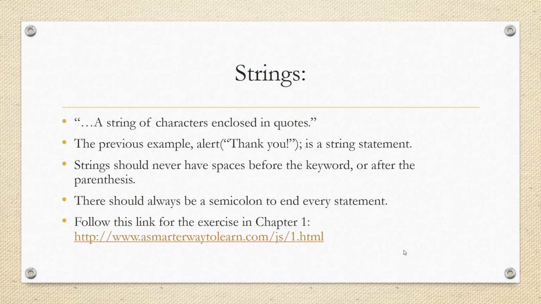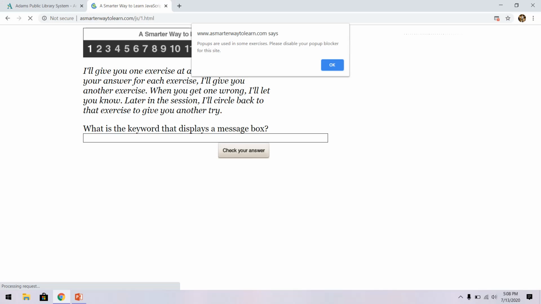Now that you've had some time to go through the exercises, we're just going to go over the answers to see what you got wrong and what you got right and what you can do to fix that. The first thing that's going to happen when you get onto this website is it's going to ask if you can disable your pop-up blocker for the site, and you're just going to hit OK.